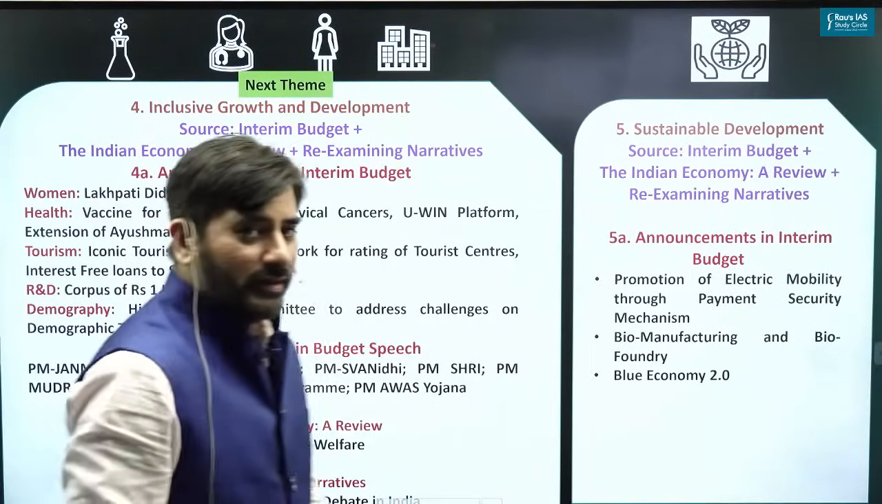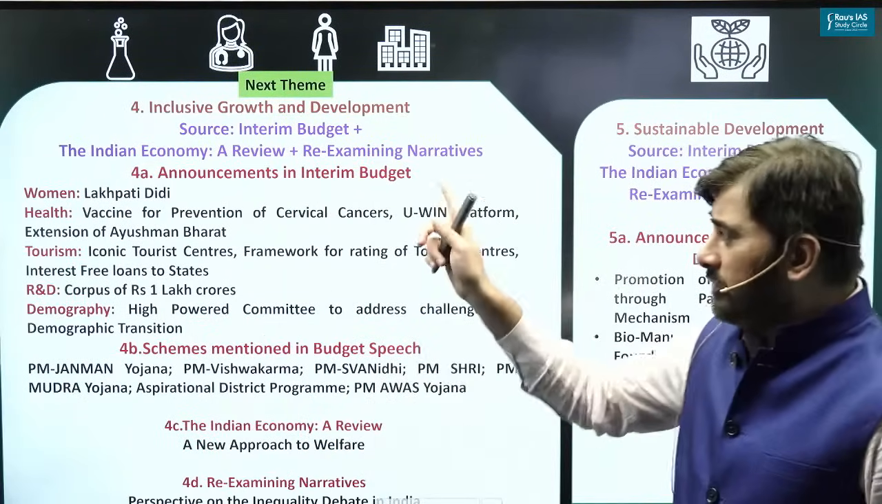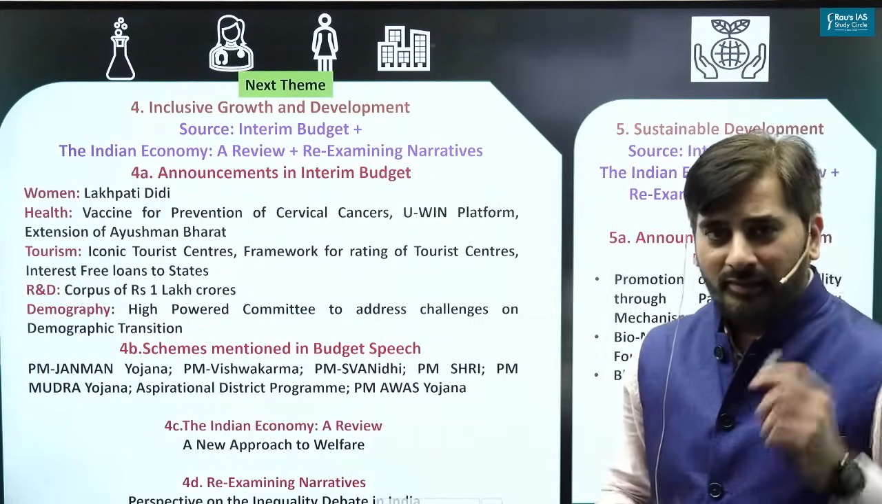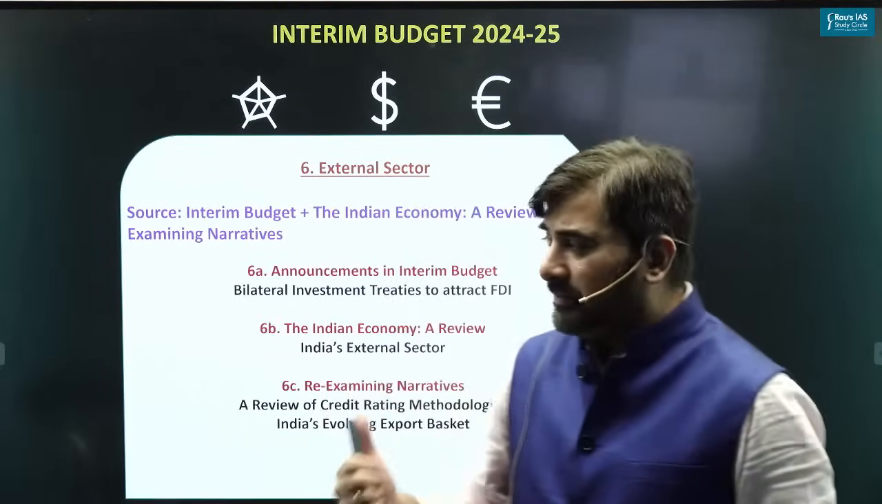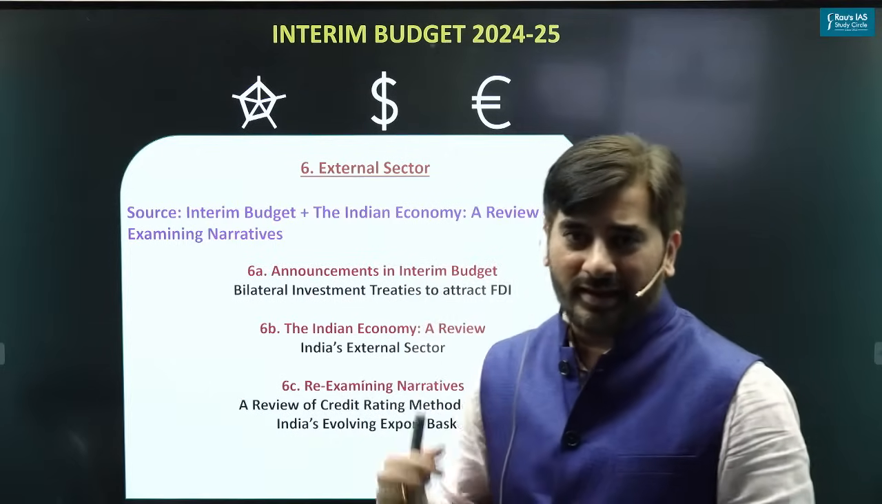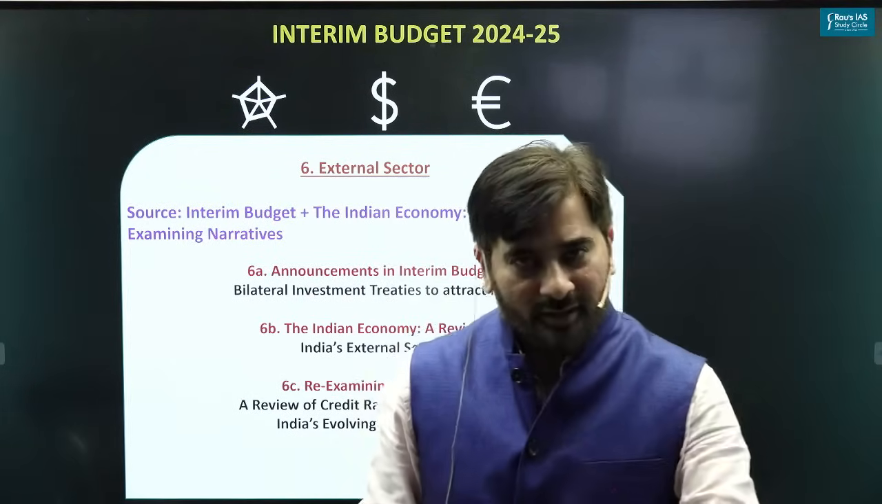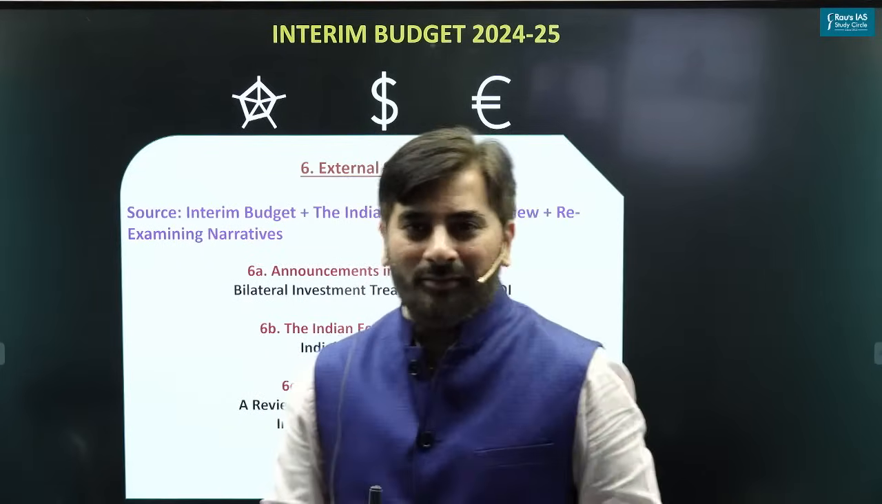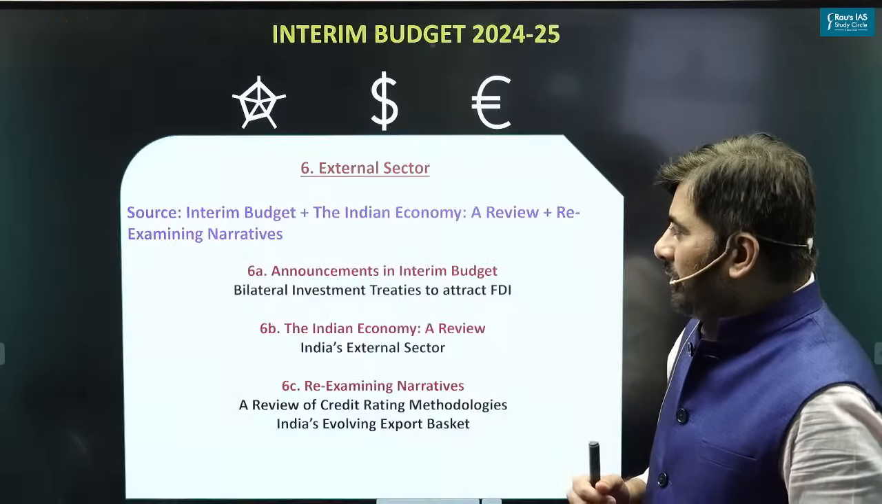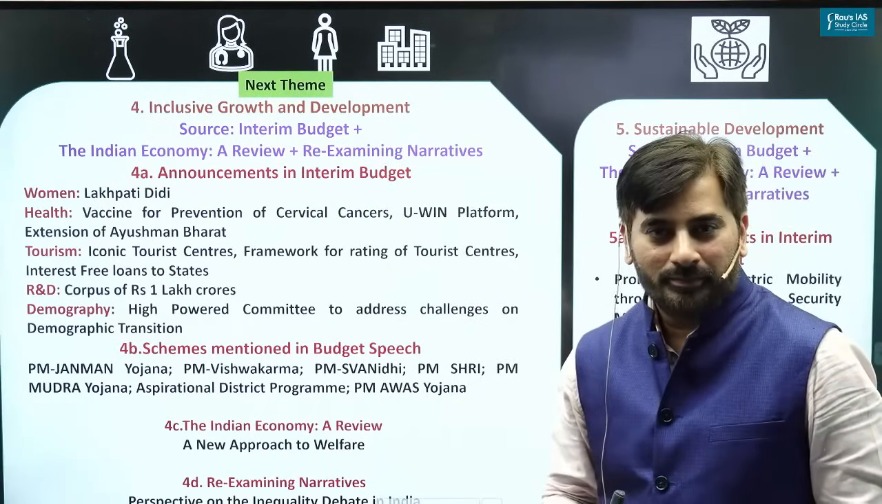which include the theme of inclusive growth and development, the theme of sustainable development, and the last theme, that is the theme of external sector. So without wasting much time, let's start with the first theme, that is the theme of inclusive growth and development.